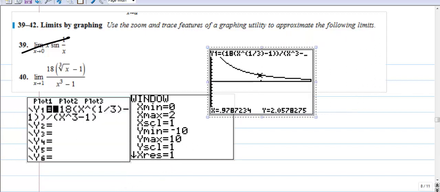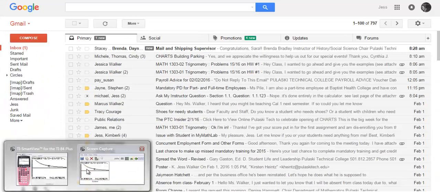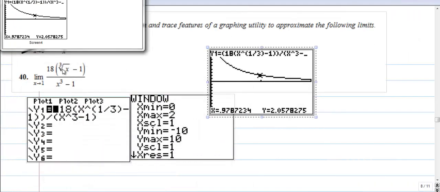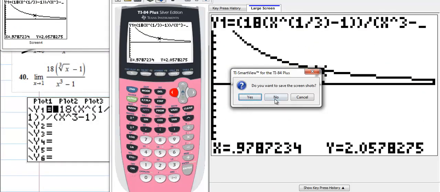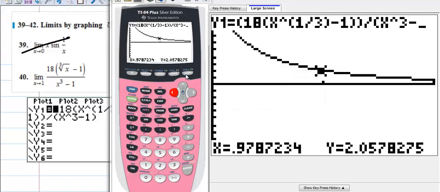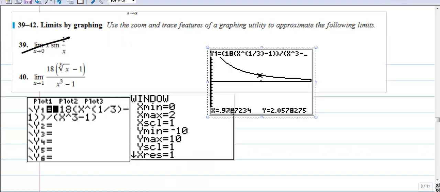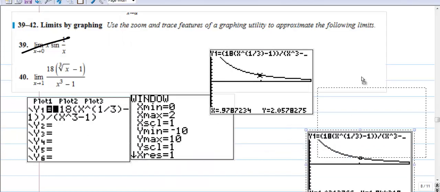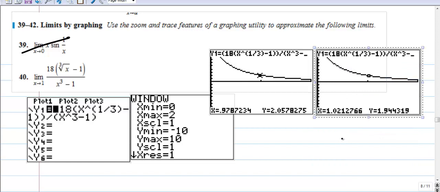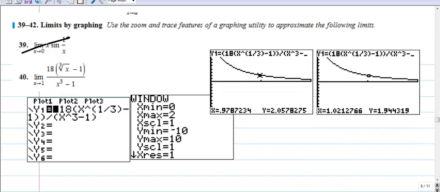If I come from the left side, it's approaching 2, and it bounces a little bit more than 1. And it's also doing the same on the other side. So I feel confident now that I can say that, yes, this is approaching the number 2.